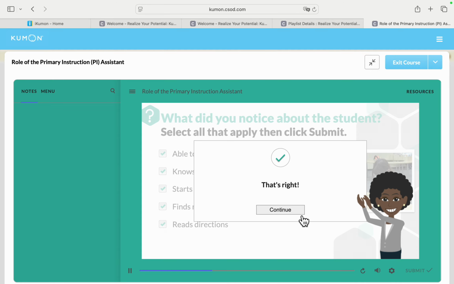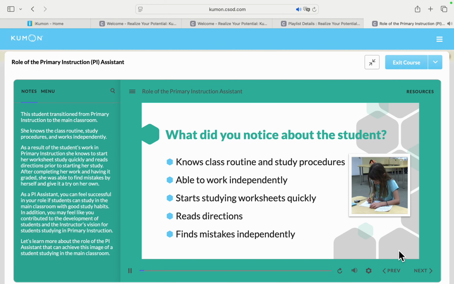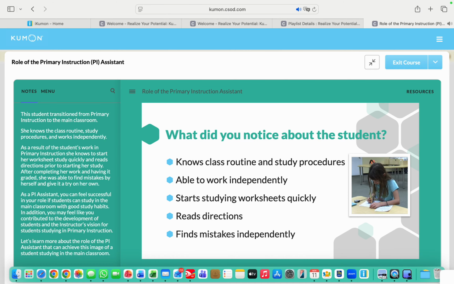That's right. This student transitioned from primary instruction to the main classroom. She knows the class routine, study procedures, and works independently. As a result of the student's work in primary instruction, she knows to start her worksheet study quickly and reads directions prior to starting her study. After completing her work and having it graded, she was able to find mistakes by herself and gave it a try on her own.